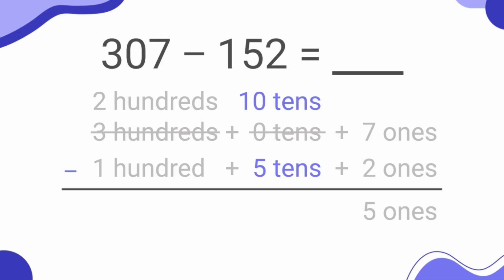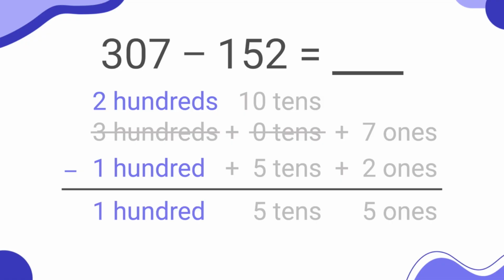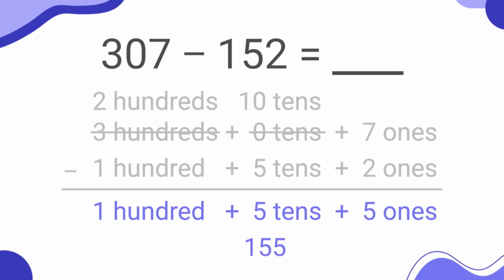Great! Now we can subtract our tens. 10 tens minus 5 tens equals 5 tens. Finally, let's subtract the hundreds. 2 hundreds minus 100 equals 100. We are left with 100, 5 tens, and 5 ones, which is the same as 155. This means 307 minus 152 equals 155.